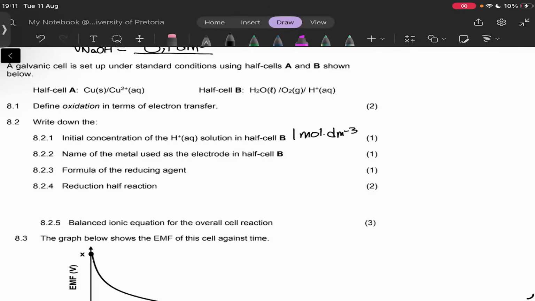The next question asks us to name the metal used as the electrode in half cell B. What is that metal going to be? The answers that I am seeing are correct. It is platinum.